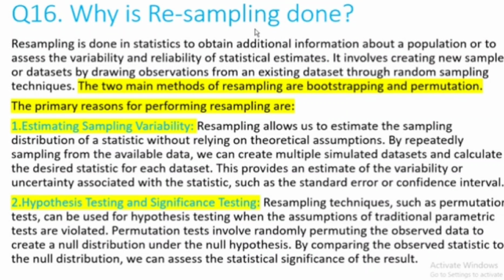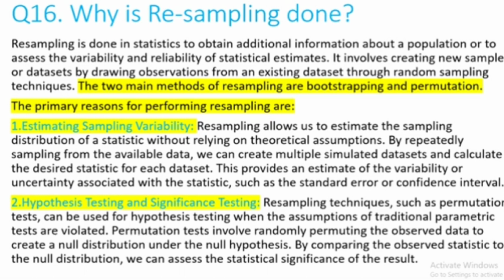Resampling. Why is resampling done? Resampling is done in statistics to obtain additional information about a population or to assess the variability and reliability of statistical estimates. It involves creating new samples or data sets by drawing observations from an existing data set through random sampling techniques. The two main methods of resampling are bootstrapping and permutation.